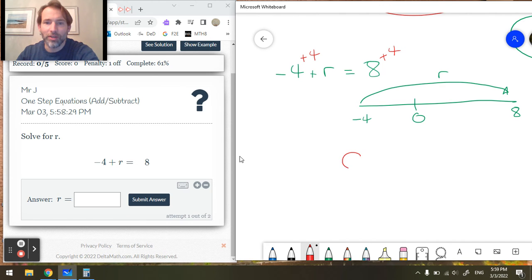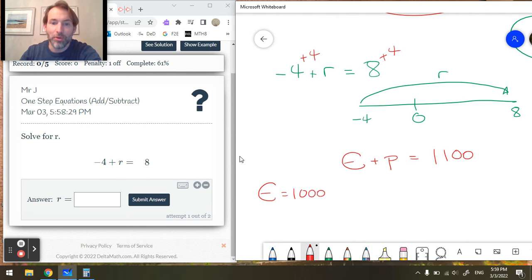Let's say I have an elephant plus a person. And I know that the scale is saying that's 1,100 kilos. Okay? Let's say I know also that an elephant equals 1,000 kilos. So I'm going to subtract the elephant from this side. I'm going to subtract 1,000 kilos from that side, which is the weight of the elephant. I'm subtracting 1,000 from both sides.